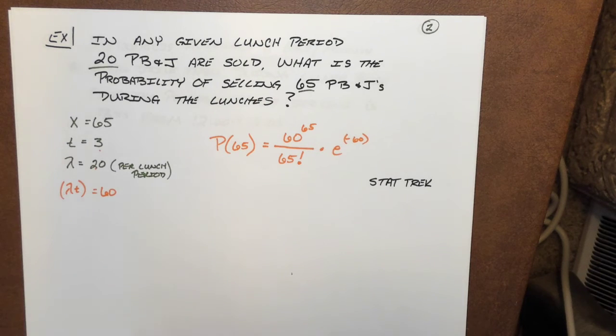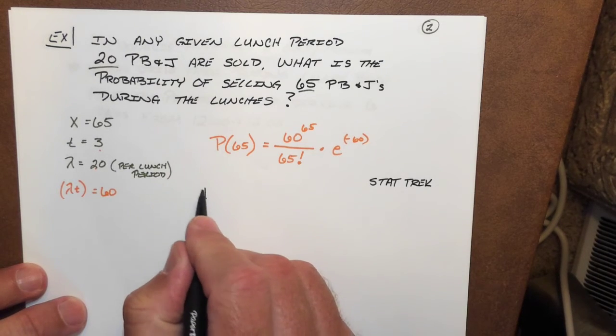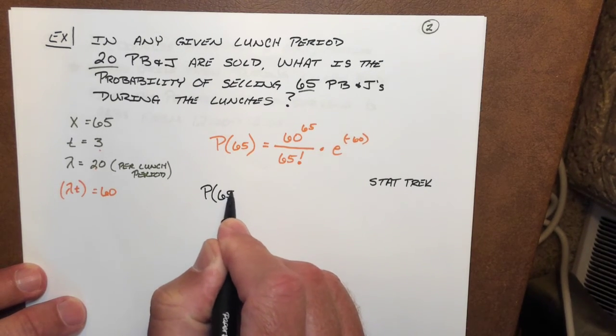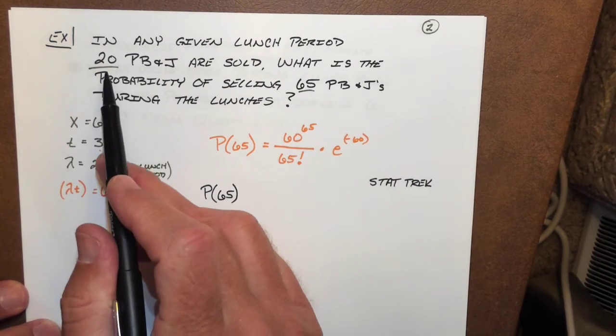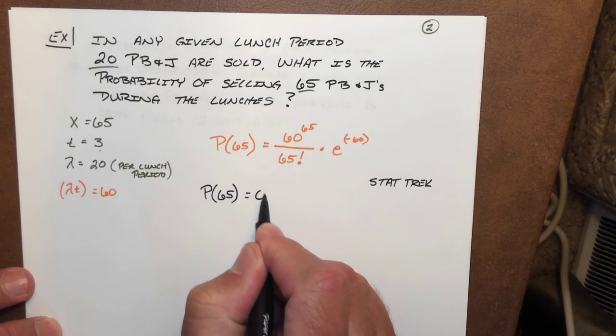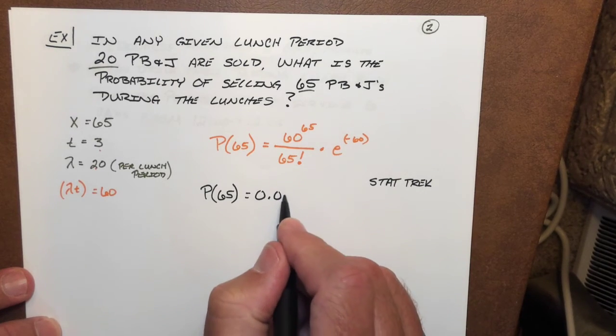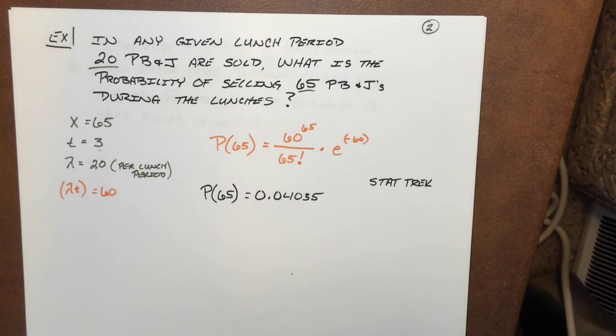You got what-if possibilities for the cumulative. If it's greater than that, less than that. Our concern is equals. So the probability of 65 PB&Js being sold during the lunches when we're averaging about 20 is, and you can see the decimal reads out, 0.04035. Remember, that's a decimal. To change the decimal to a percent, move it 2 places to the right. I think some of you messed up on that on the last assignment. So you got about a 4% chance of selling 65 of them. You're averaging 20 a lunch period.